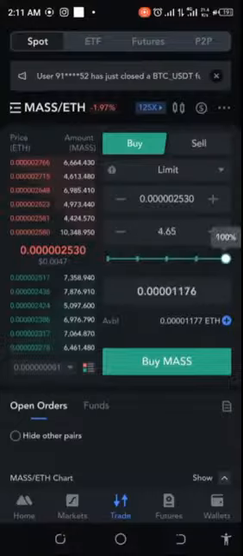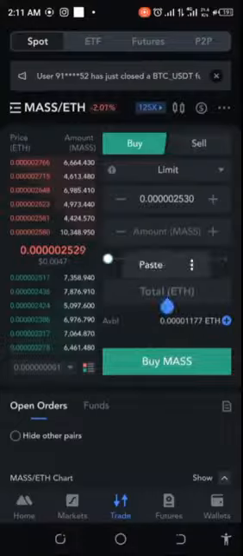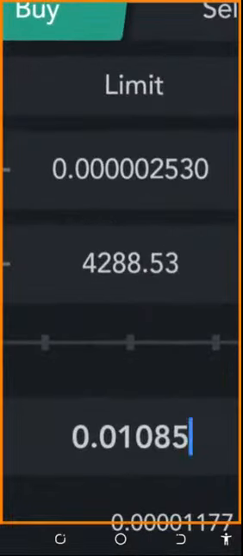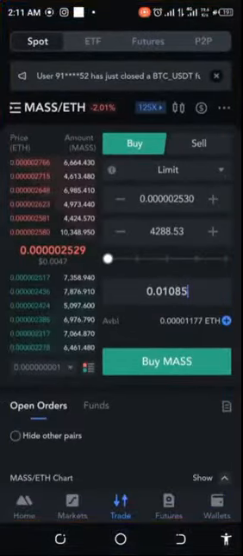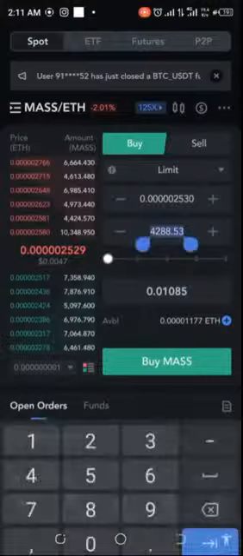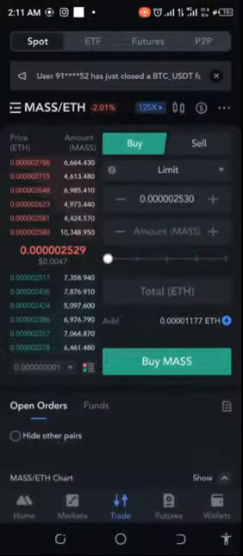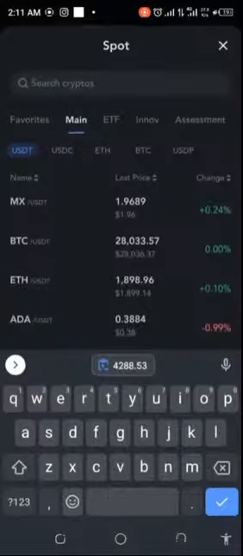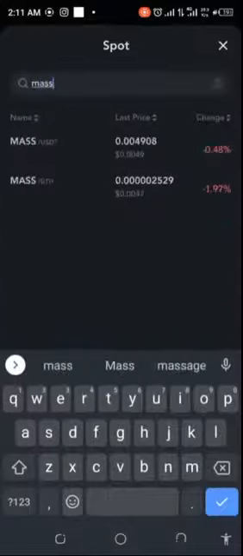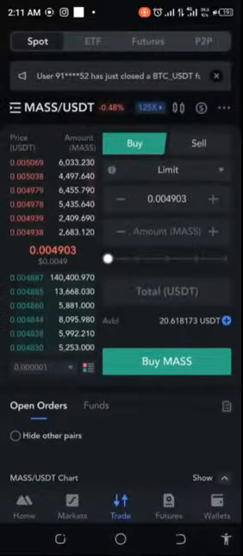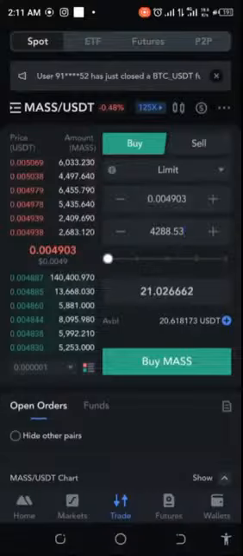Okay, so let me go back. Let's just do sell and buy again and put our ETH here. Okay, so we're back to 4288. So we're going to copy that, and then we're going to go over and try to sell this at mass USDT. Okay, let's go ahead and see how this will go. Let's click on this and put that there. Oh, 21.02. That's like about 50 cents.